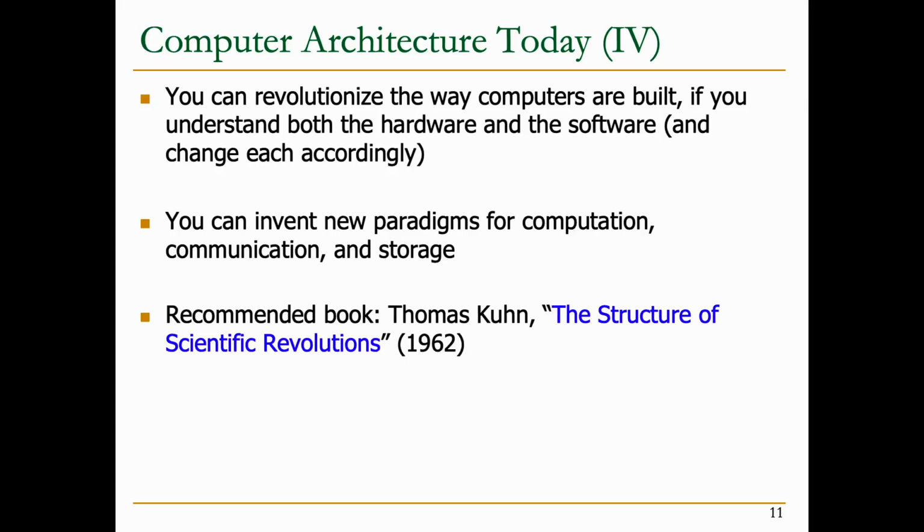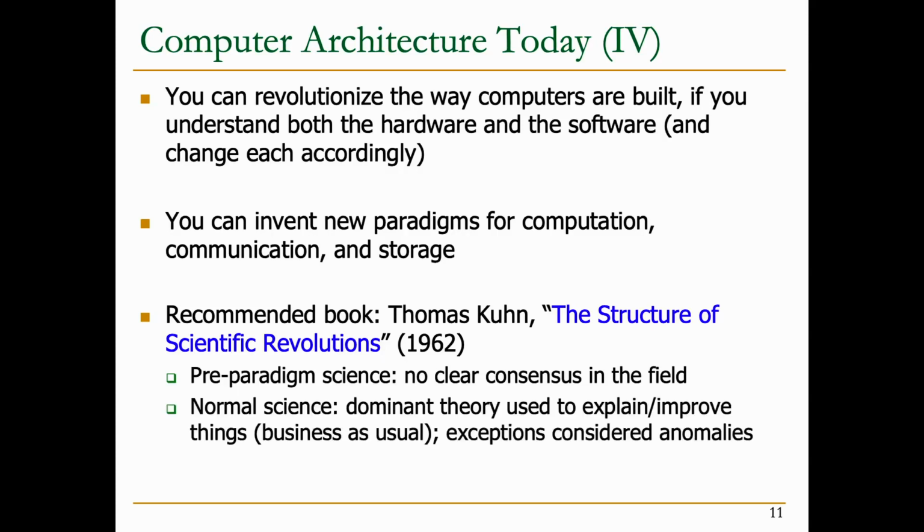This is one of the books Onur Mutlu recommends you to read. It's The Structure of Scientific Revolutions, and it shows 3 cycles for any scientific field. It's not necessarily computer architecture, and it shows many examples from different fields. So the first cycle is pre-paradigm science, where there is no clear consensus in the field. You don't have a clear theory that can explain the observations you get from a new architecture or new paradigm. Then normal science, where a dominant theory is used to explain those observations.